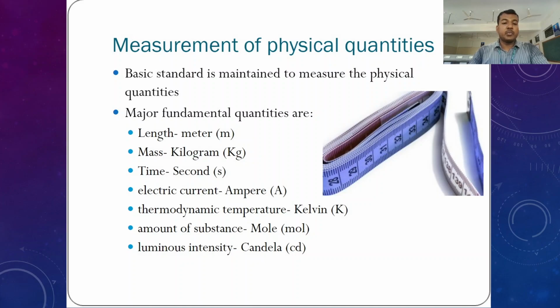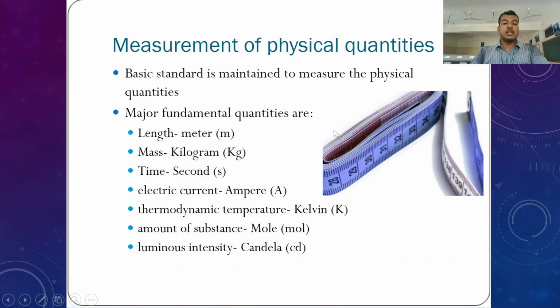And the fifth one is thermodynamic temperature. Temperature is also a mandatory physical quantity of measurement. It is represented with respect to Kelvin. And the sixth one is amount of substance. Say, for example, if you are getting 1 kg of sugar, there is a particular amount. The amount of substance is represented with respect to mole.